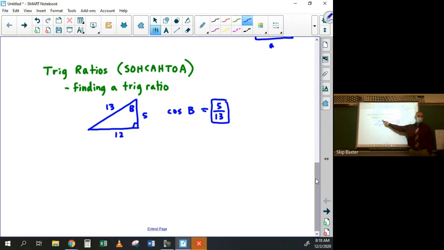If there was a side that was missing that you needed, like suppose they didn't give you that 5, and they said, find the cosine of B, you'd have to first do the Pythagorean theorem to find the missing side, then do SOHCAHTOA. Okay? And then we did problems for the quiz on Friday, which is finding a missing side or angle of a right triangle.